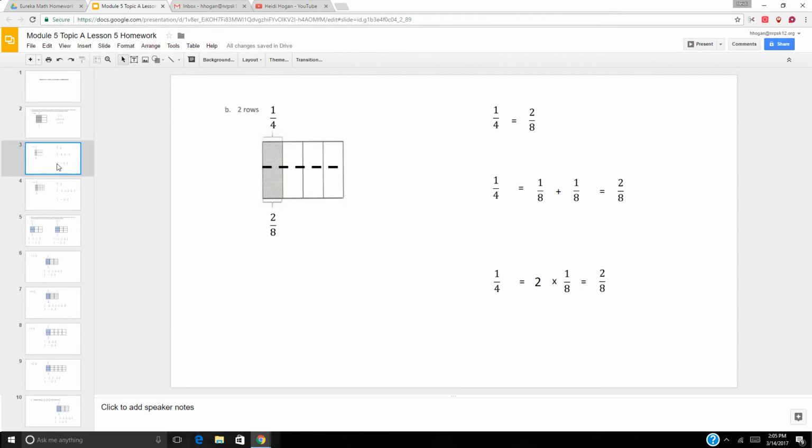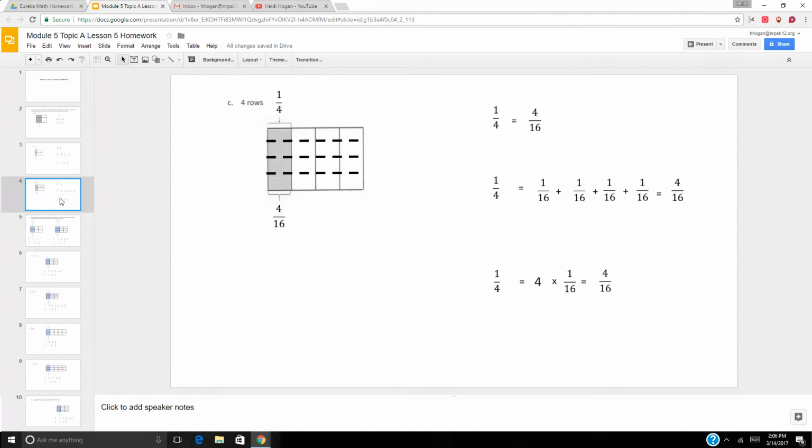Okay, so let's get started. They gave us 1/4 because there are 4 sections, and they asked us to make it into 2 rows. So 1, 2, which gives us 1, 2, 3, 4, 5, 6, 7, 8. They're eighths, and 2/8 equals 1/4. So 1/4 equals 2/8, or 1/4 equals 1/8 plus 1/8, or 1/4 equals 2 times 1/8.